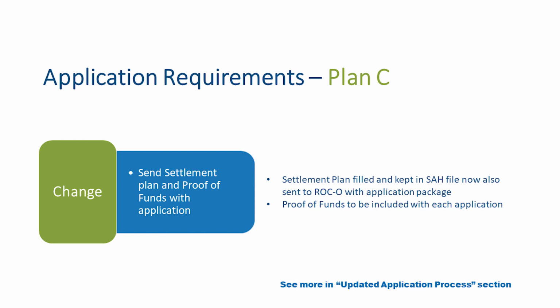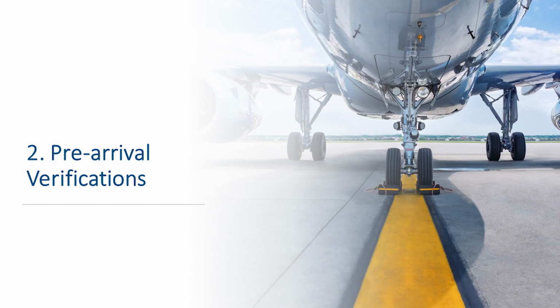So if you do have any questions about proof of funds, if you have any questions about what requirements you as SARs in Plan C have to follow, please do reach out to your local RSTP trainer, and we'd be more than happy to talk through these with you. But we will be talking more about the settlement plan and proof of funds in the second part of the session. The second of the 5 components is the pre-arrival verifications.